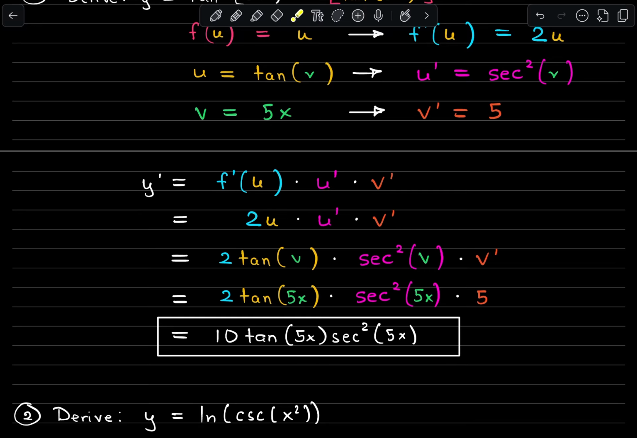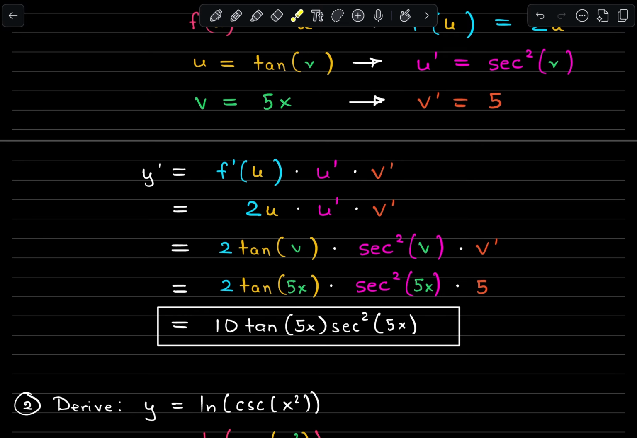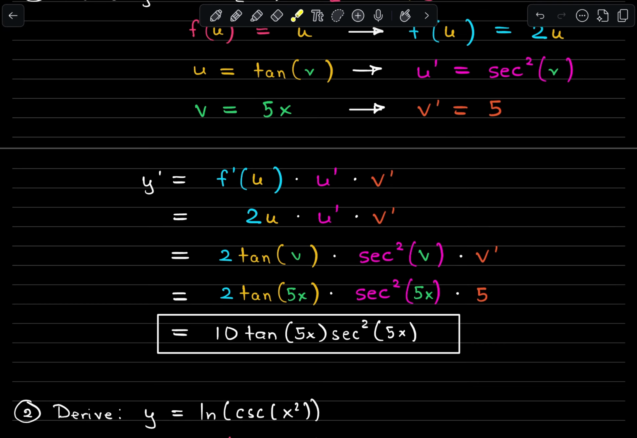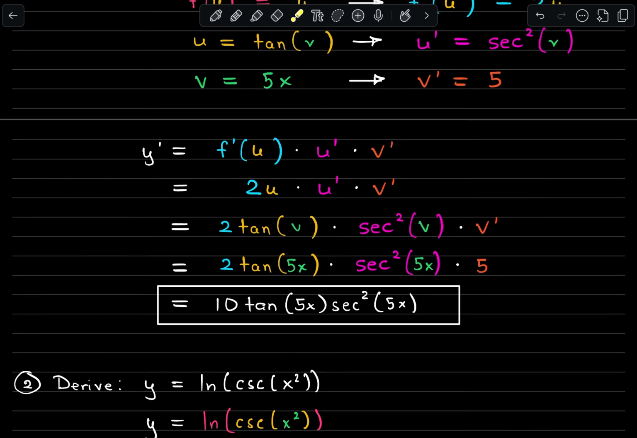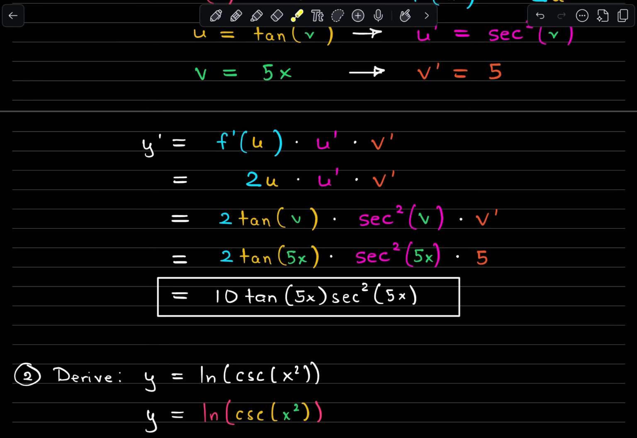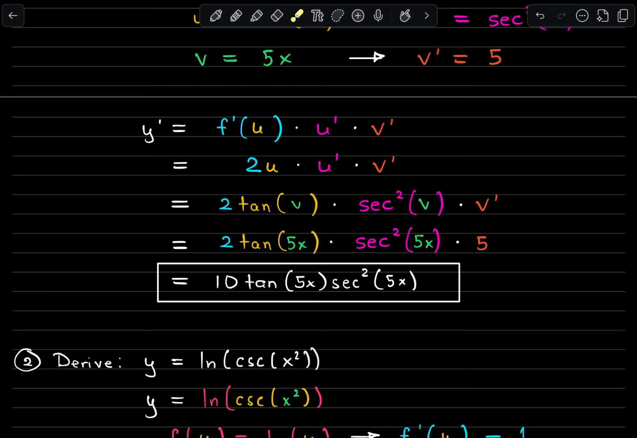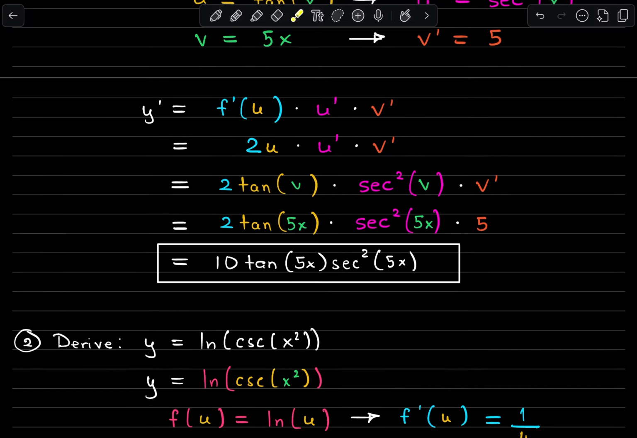Okay. For the next example, derive y is equal to the natural log of cosecant of x squared. Okay, so again, we've got our 3 layers. Our trigonometric function is just somewhere in the middle again. Natural log is the outermost function. Cosecant is the second function. And x squared is the innermost layer.